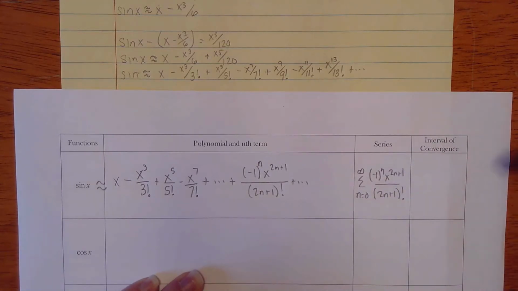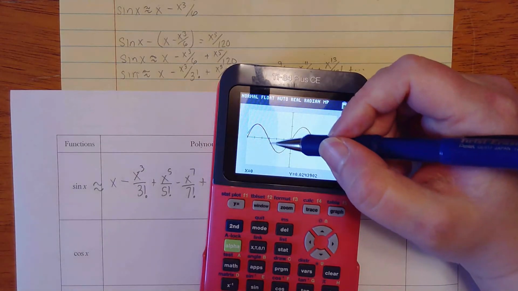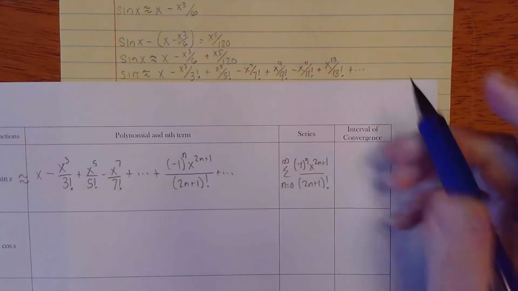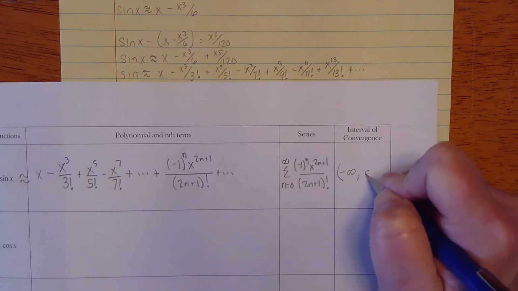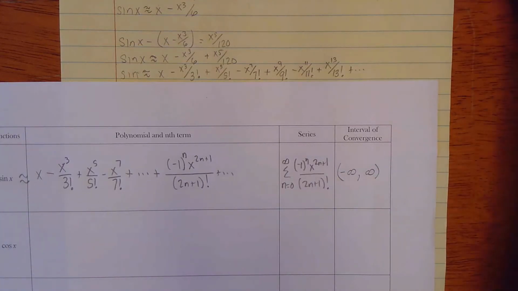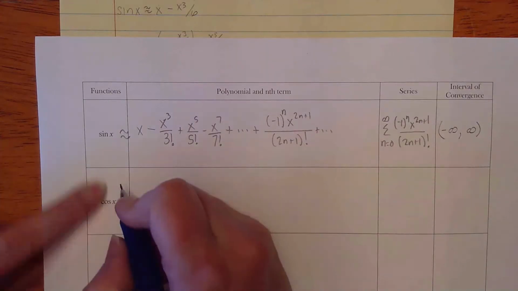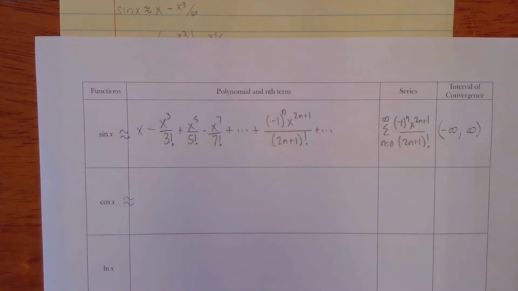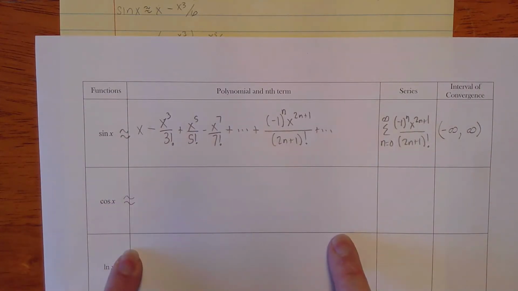And the interval of convergence, what that means is for what x values does one graph lie on top of the other one? That's for all real numbers. Okay? Now we could do the same thing with cosine. But what's the relationship between sine and cosine? Well, it's the derivative. So I can now manipulate these. I can take the derivative of each one of these terms and get my cosine function.